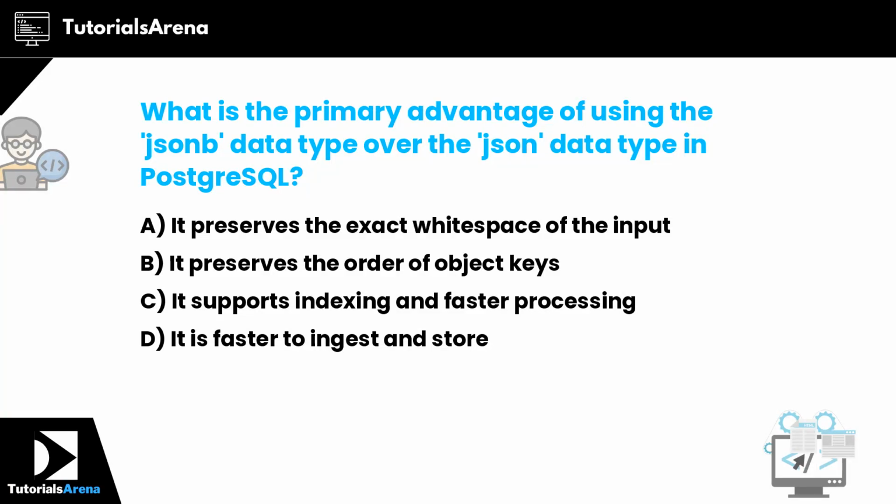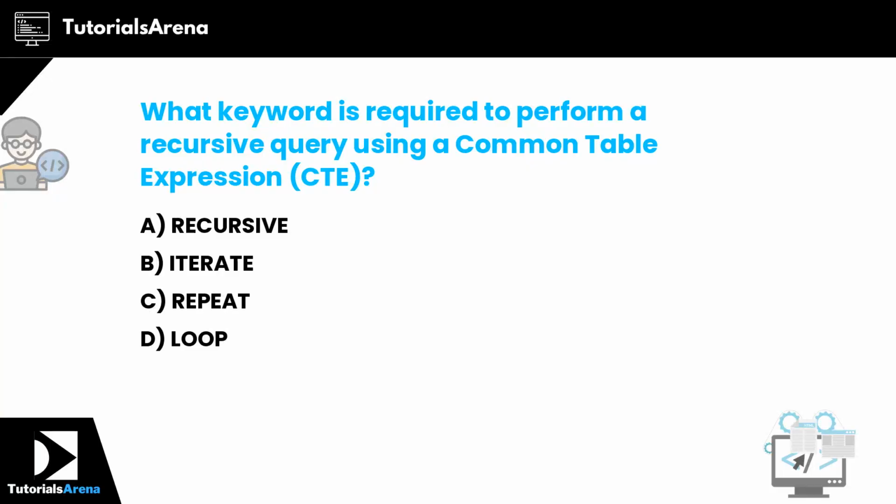What is the primary advantage of using the JSONB data type over the JSON data type in PostgreSQL? The correct answer is option C. It supports indexing and faster processing. What keyword is required to perform a recursive query using a common table expression, CTE? The correct answer is option A, recursive.